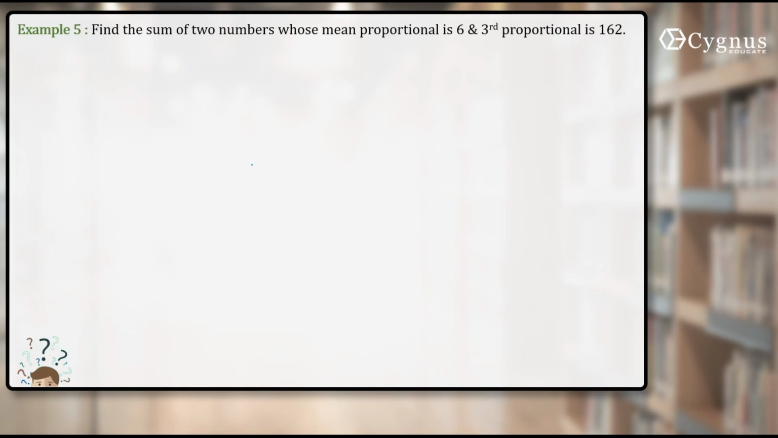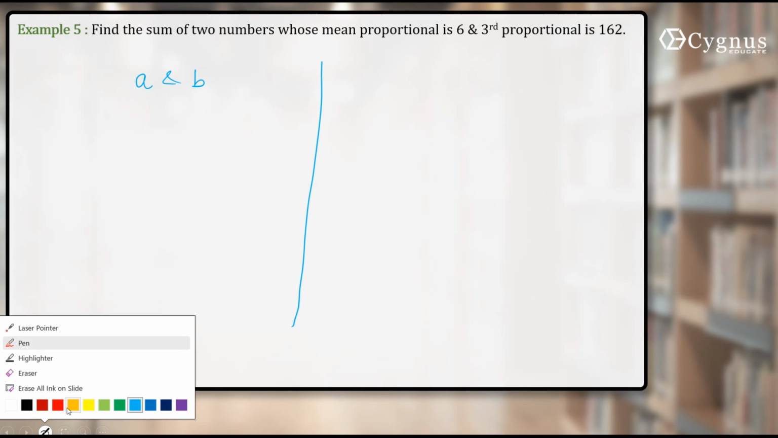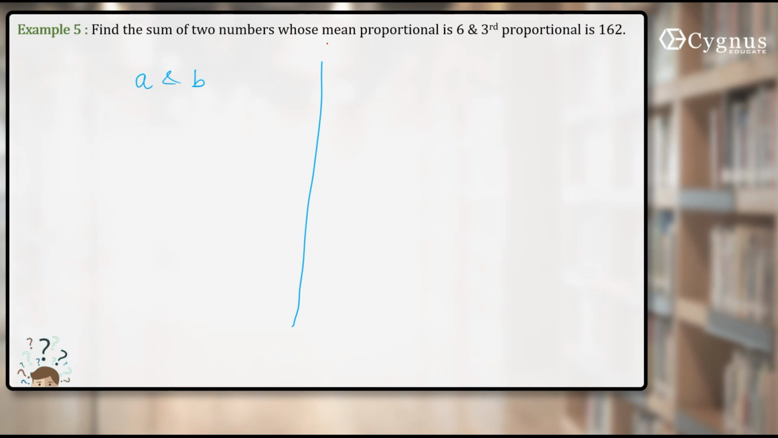Find the sum of two numbers whose mean proportion is 6 and the third proportion is 162. Let's assume that those two numbers are A and B. So there are two cases. The first one is what? Whose mean proportion is 6. That means A is to 6 is equal to 6 is to B. So I can say that the product of these two, which is 36, must be equal to the product of extremes. That is AB. This is equation number 1.